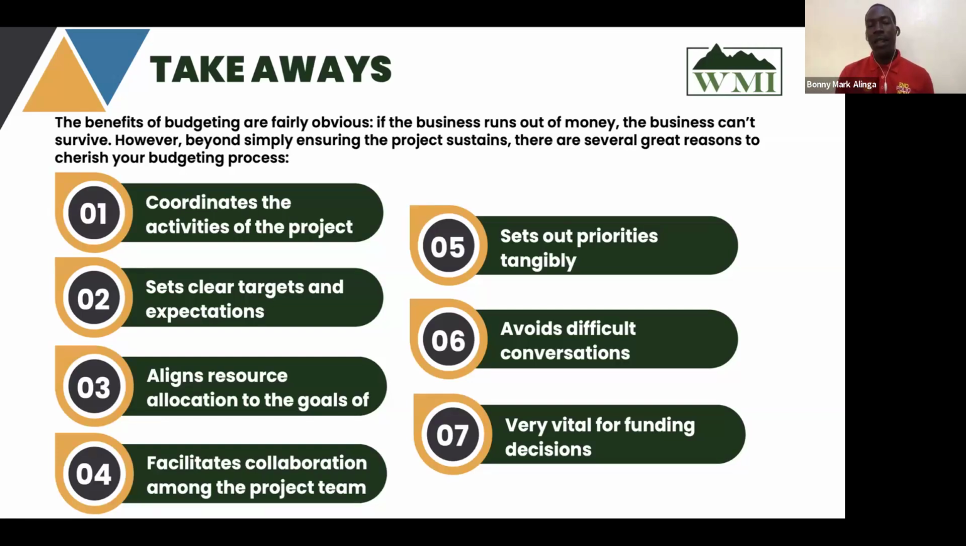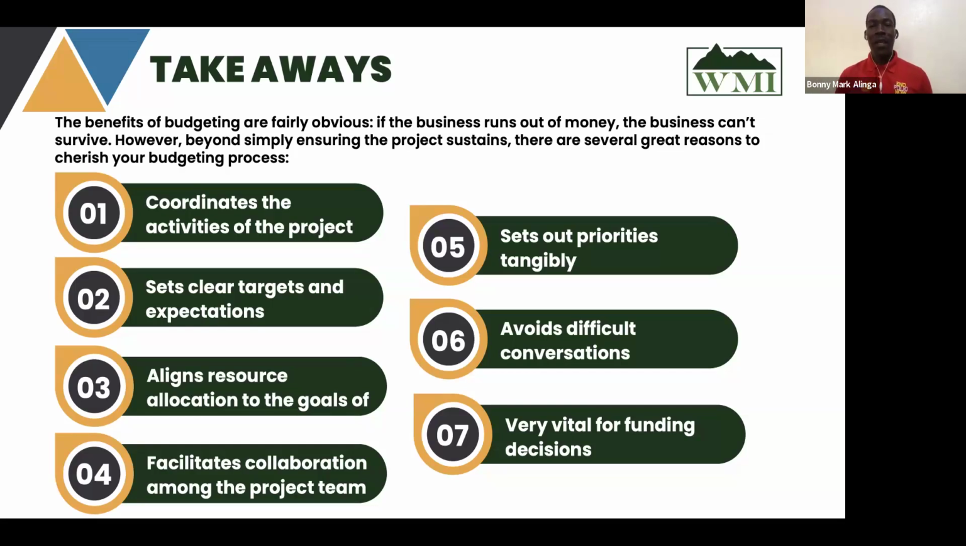It sets clear targets and expectations for the team. As you go through the budgeting process, perhaps every department has generated a budget, or you have generated a clear budget that you will utilize within your team, communicating to your team that this is what we are working at, these are our set goals, and this is what we expect in this budget. It aligns resource allocation to the goals of the project. And so we need to focus on that as well. It facilitates collaboration among the project team.